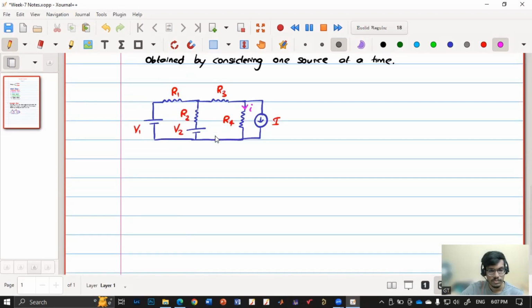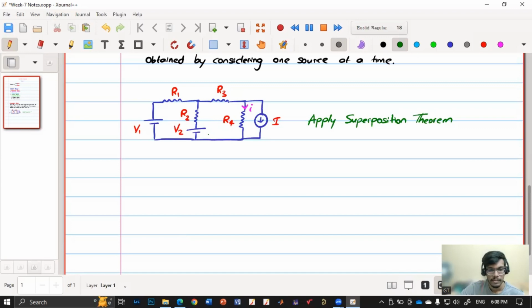Anyone? Sir, all the sources are ideal. So for a voltage source, the series impedance is zero, and for a current source, the parallel resistance is infinite. Sir, we can replace the voltage and current source as short circuit and open circuit respectively and find out the current.